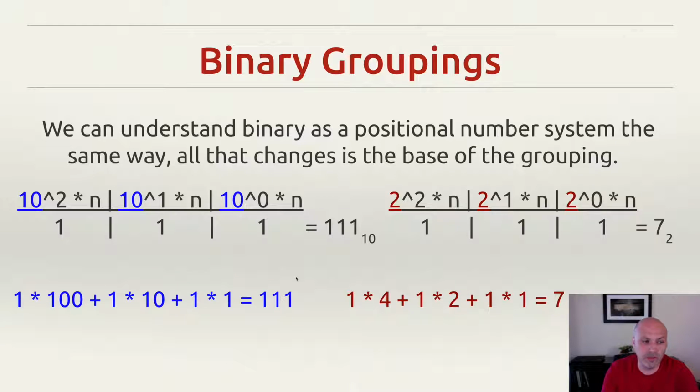In decimal, we know that this means that we're going to have 1 times 100, 1 times 10, and 1 times 1. So we're going to have 100, 10, and 1, and added together they equal 111. In binary now, we're going to have 2 to the second power, which is 4, times 1, which is 4. We're going to have 2 to the first power, which is 2, times 1, which is 2, and 2 to the 0 power, which the 0 power rule tells us is 1, times 1, which is 1. We add those together, so we have 4 plus 2 plus 1, and we get 7.